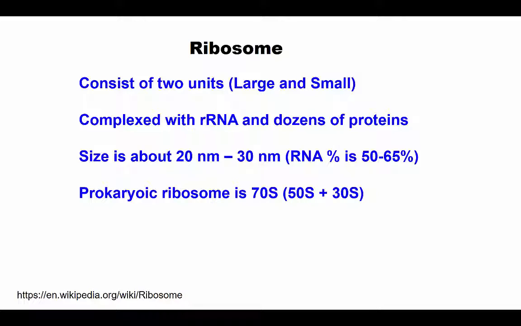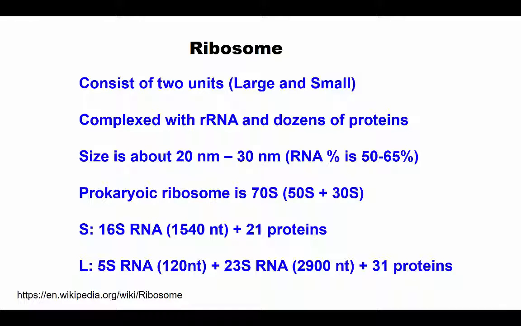The prokaryotic ribosome is composed of 2 units, so the total complex is about 70S, and each unit is 50S and 30S. The small unit has 16S RNA, which has 1,500 nucleotides, and 21 proteins. The large subunit has 2 components of RNAs, a bigger one, 23S, and 5S. The bigger one is almost 3,000 nucleotides, and there are about 30 proteins.